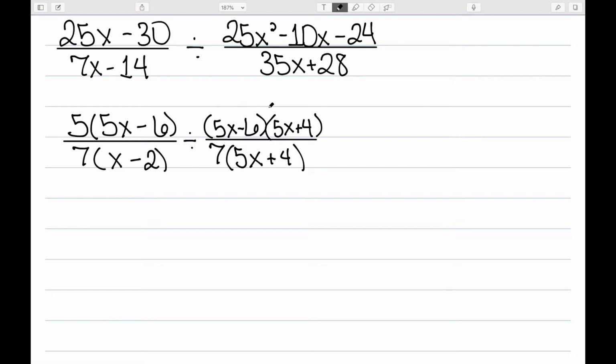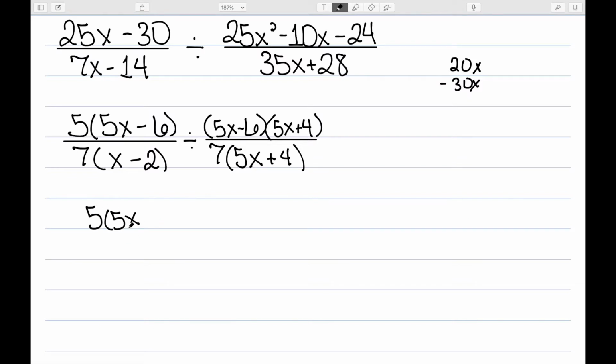Multiplying out 5x times 5x is the 25x squared that we need. My outside terms, 5x times 4 is 20x. Inside, -6 times 5x would be minus 30x. And those are going to add to give me the -10x that I need. My last terms, -6 times 4 is minus 24. So this is exactly what I needed.